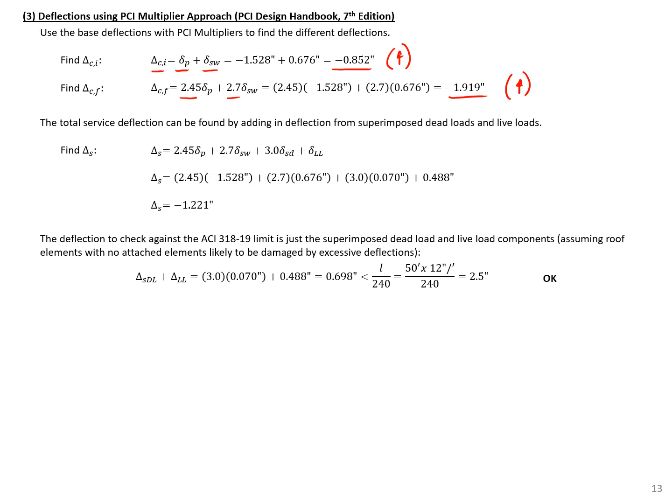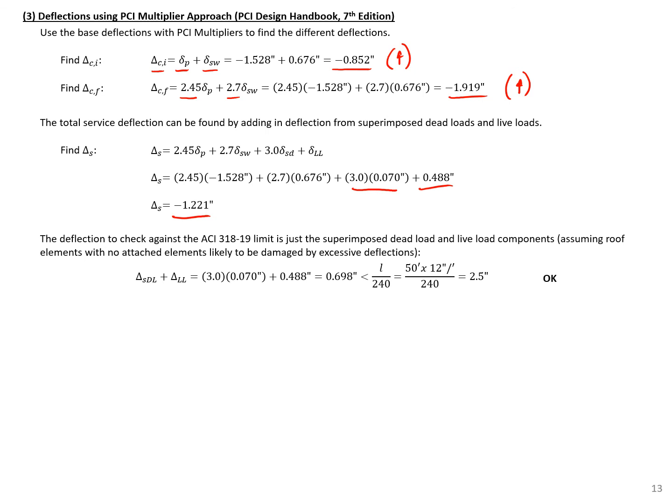And to find our total service deflection, we can add in 3 times our superimposed dead load deflection and add in our live load deflection. So you can see our total service deflection here is negative 1.221 inches.